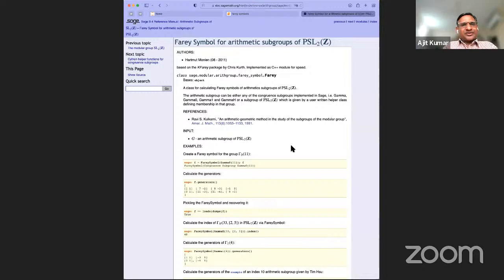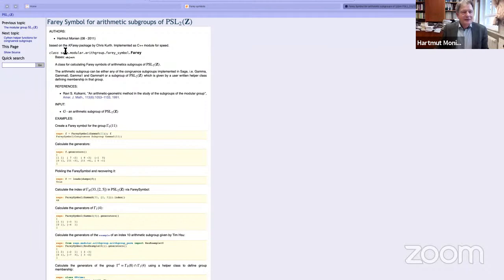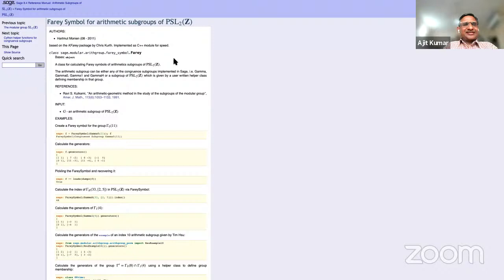Zoom. Enlarge the screen. Make the font size a little bigger. Bigger. Okay, let's see. Is that better? Yeah, this is slightly better, but even bigger will be better. This is a large screen, actually. Sorry, but I don't know how to increase the screen size in Sage.